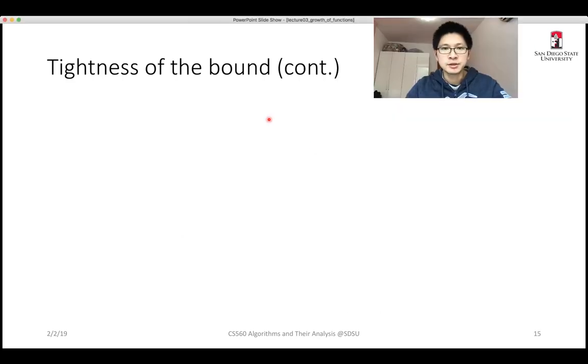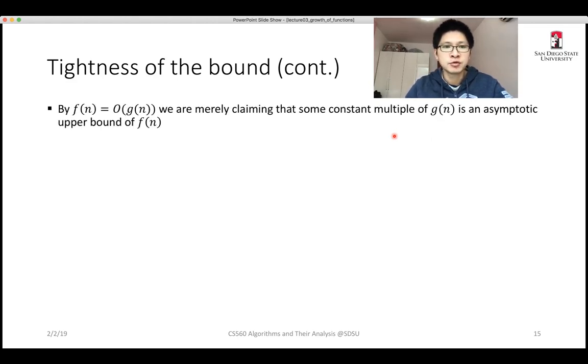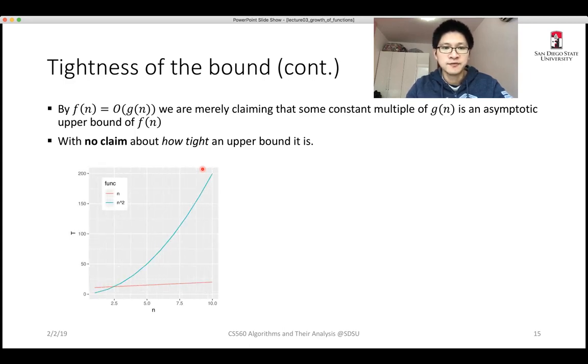So to restate what's said in the previous slides, when we say f(n) equals big O of g(n), we are merely claiming that some constant multiplying g(n) is an asymptotic upper bound for f(n), right? But we have no claim about how tight an upper bound it is. So, for example, in this comparison of a linear function n and a quadratic function n squared, n squared is of course an upper bound of n, but it is not tight. It can go very fast, but it's never a lower bound for n, and it's not very tight.